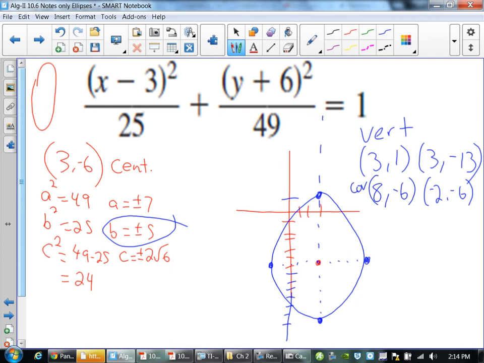And what's the last thing I have to put in there? Focus. Isn't 7 from 3, negative 6 equal to 2? What's negative 6 plus 7?